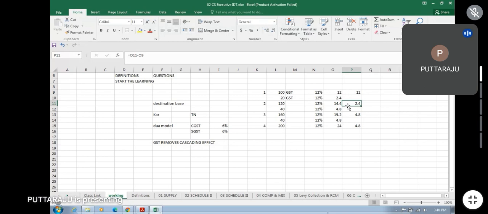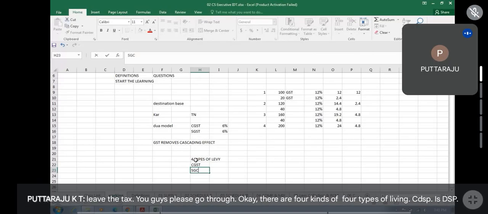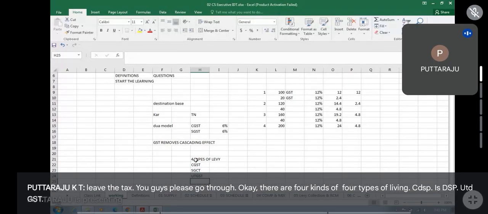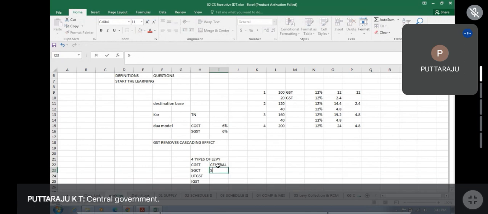There are four kinds of levy: CGST, SGST, UTGST, and IGST. Okay, this is central government, state government, union territory, and this is integrated.